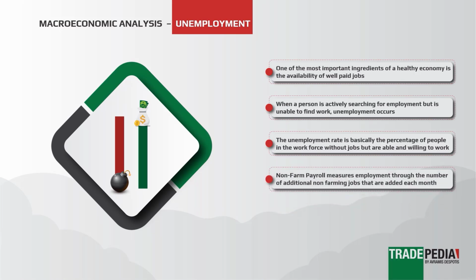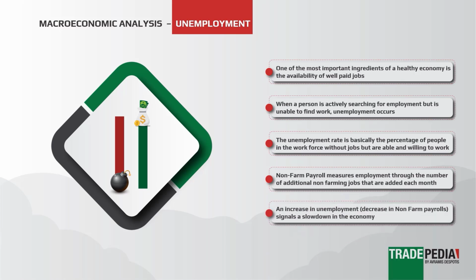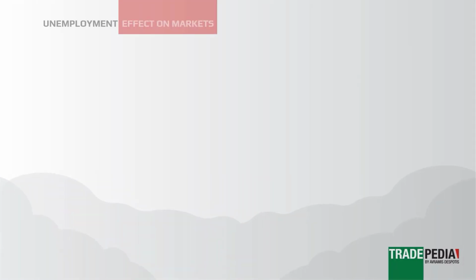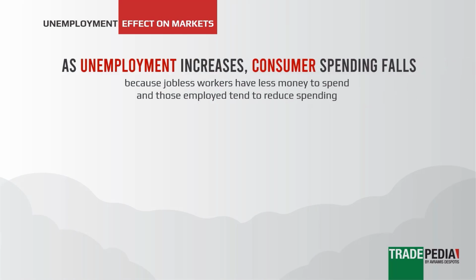Non-farm payroll also measures employment through the number of additional non-farming jobs that are added each month. An increase in unemployment, or a decrease in non-farm payrolls, signals a slowdown in the economy. As unemployment increases, consumer spending falls because jobless workers have less money to spend, and those employed worry for the future and also tend to reduce spending.